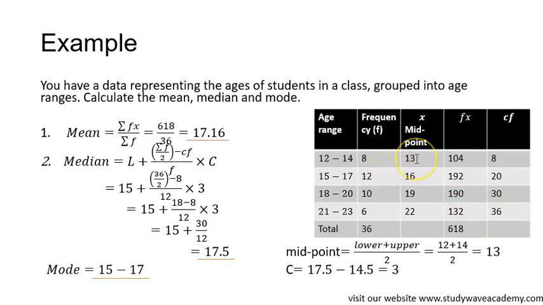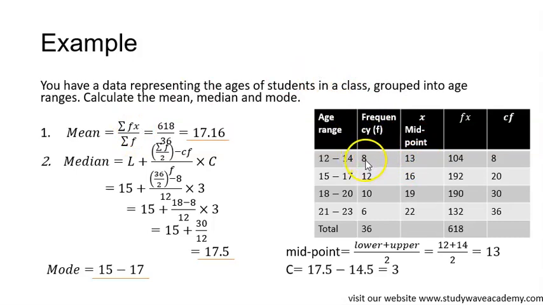So 8 times 13 is going to give you what? 104. 12 times 16 is going to give you 192. I hope you're with your calculator calculating. 10 times 19 is going to give you 190. 6 times 22 is going to give you 132. Do you understand that? We are looking for the sum of fx. So we created a column for fx, which is frequency times the midpoint, okay?